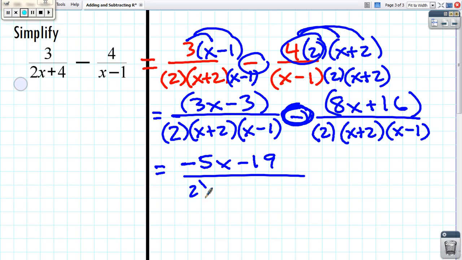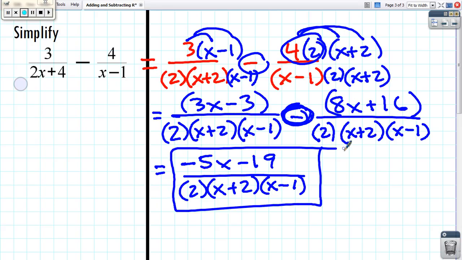over our common denominator. And once again, I looked to see if I could simplify this further, but negative 5x minus 19 cannot be factored further, so it's not going to cancel with anything down here, so I'm just going to leave my answer in factored form.